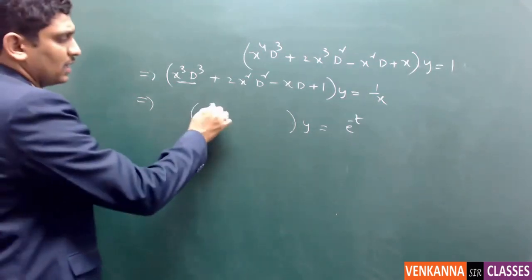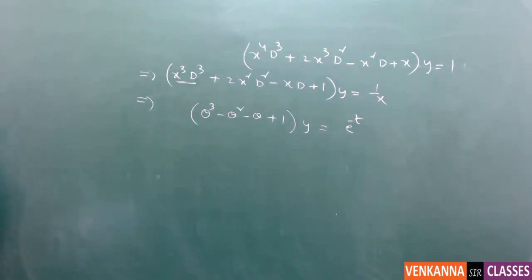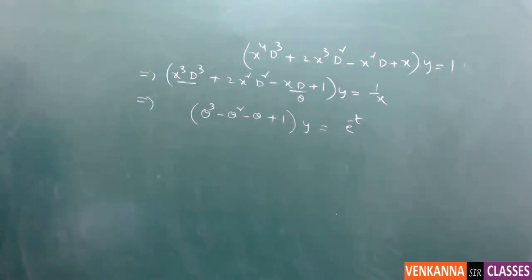You can check on yourself, theta cube minus theta square minus theta plus 1. So all of you check on yourself whether the coefficient is achieved correctly or not. Then tell me. If possible, find the YC also. Give me the roots. Plus theta, is that correct? Plus theta. Minus theta, right? Because this is minus xd, this will be replaced with theta, right? All of you agree with this coefficient? Any doubts?